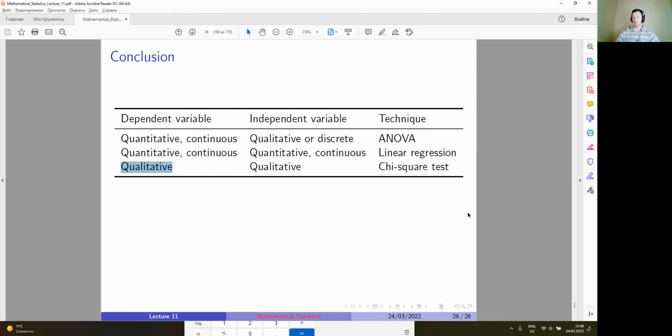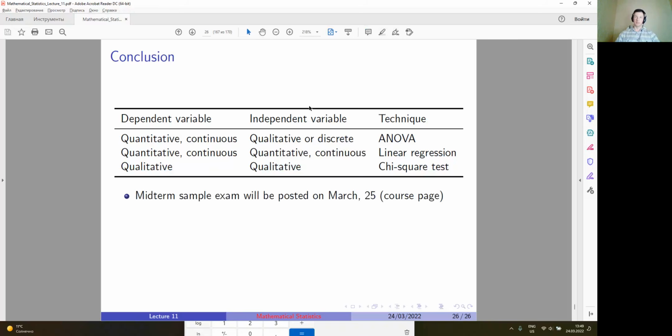So I guess that we have covered almost all possible variations of dependent and independent variable. Well, yes, the only remaining case is when the dependent variable is qualitative, but the independent variable is quantitative and continuous, right? But we will be talking about this maybe in the second econometrics. There's the fourth way of the relationship, right? If your dependent variable is qualitative, but the independent variable is quantitative. So that's it for the analysis of categorical data.